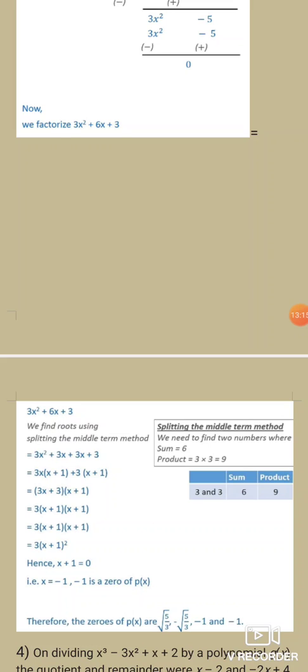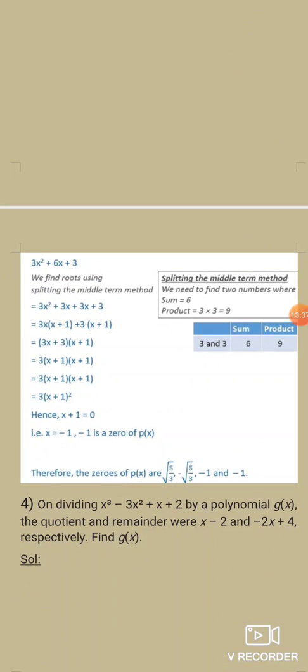Now equate with the 0. x plus 1 equal to 0, x is equal to minus 1. Now 2 factors are there, same factors. So the next one also is minus 1. So all the zeros are root 5 by 3, minus root 5 by 3, minus 1 and minus 1. Now the last type of question, listen.